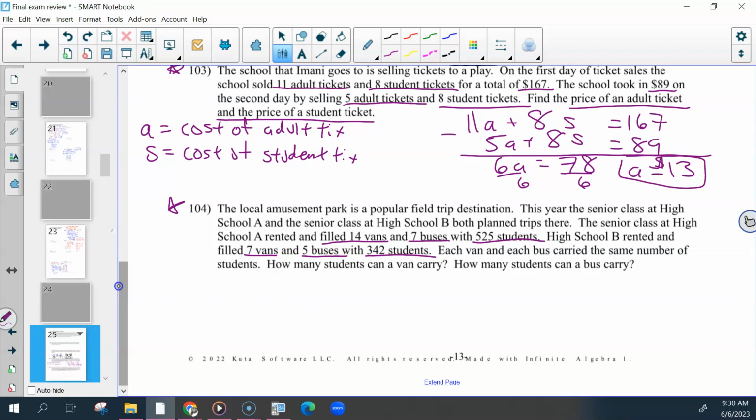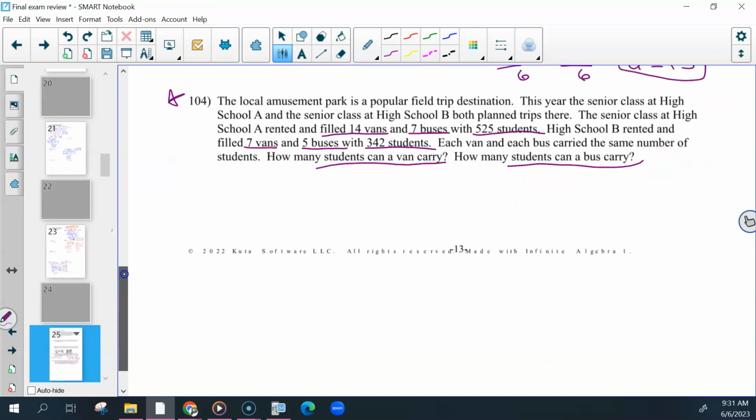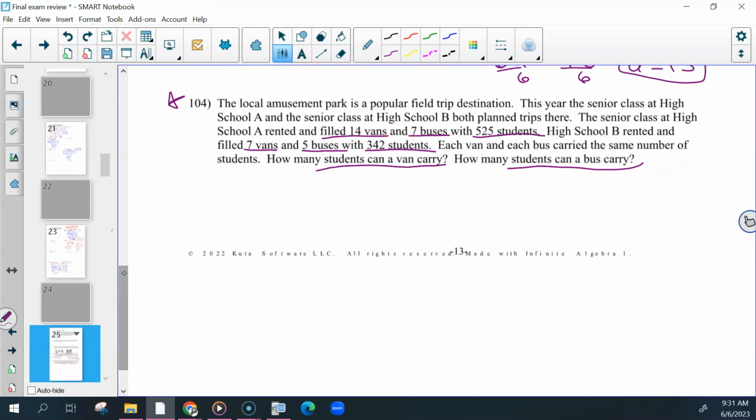The question is, we don't know how many students a van can carry, how many students a bus can carry. So those would be our 2 variables, V and B, or X and Y. And this would be number of students in each.